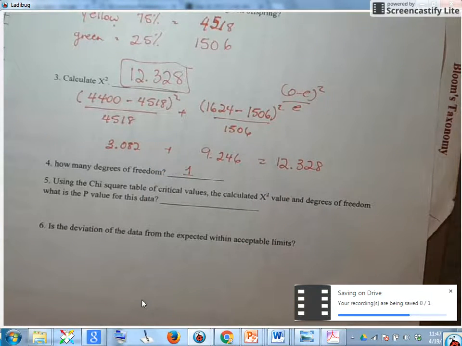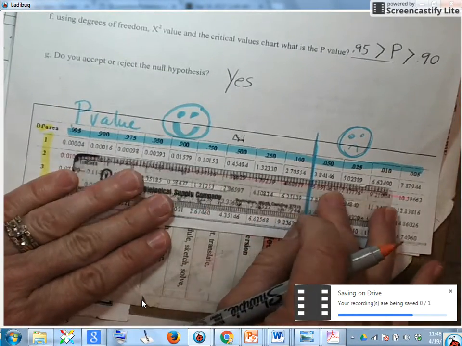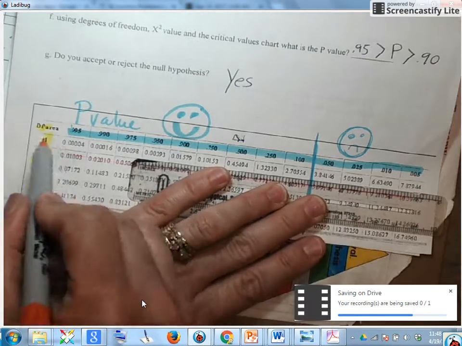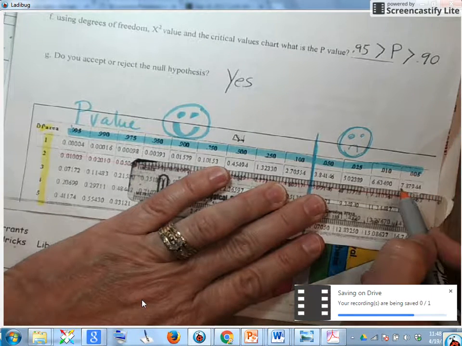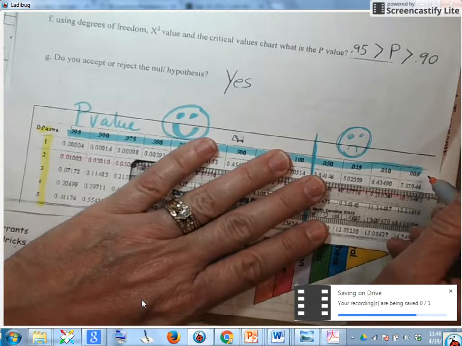Now we're going to use our critical values table. We have our chi-square value of 12.328. Here's our critical values table. We use this first row because we have 1 degree of freedom. We're looking for 12. Oh my gosh. As big as it goes is 7. So, wow, what does that tell us? That tells us that our p-value is less than 0.005.